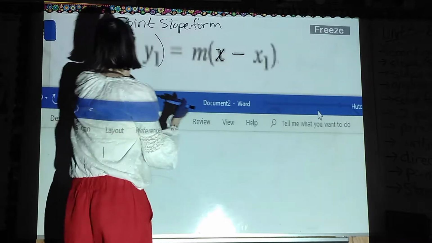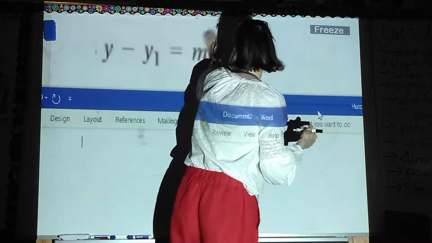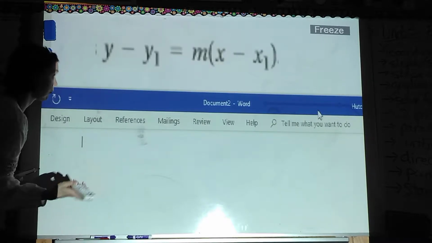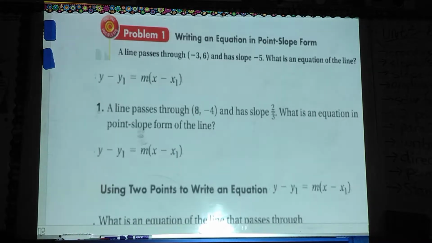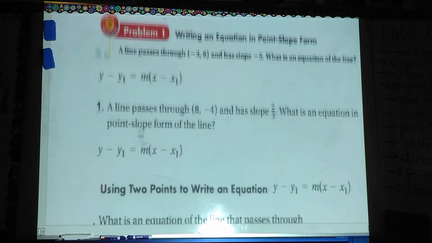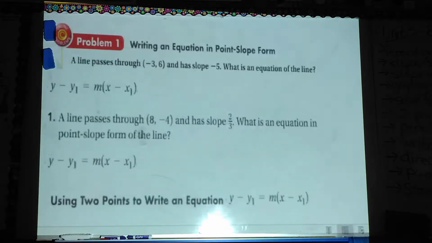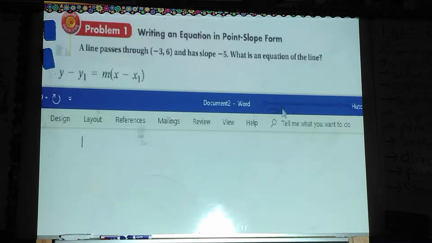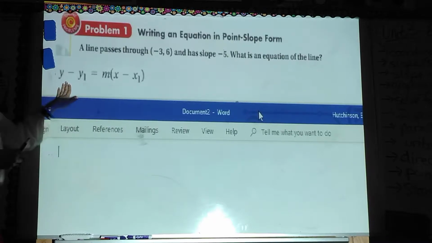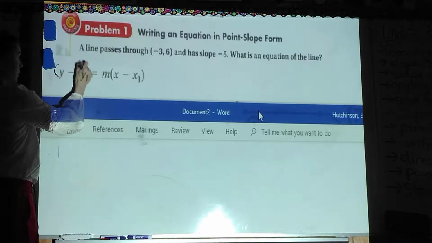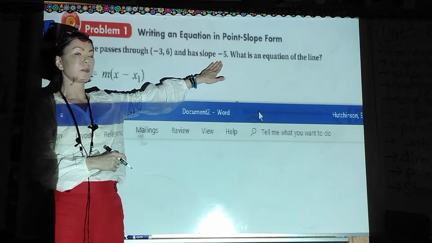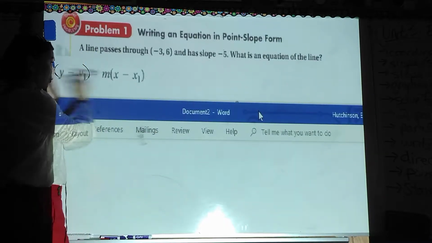Here we go. So I'm going to show you an example of a question that we will be getting, which is, here we go, unfreeze. Sorry about that. All right. So writing an equation, super simple in slope-intercept form. Writing the equation of a line in point-slope form. So here's our point-slope form. And we have to write the equation of a line that passes through this point and has a slope of negative 5.